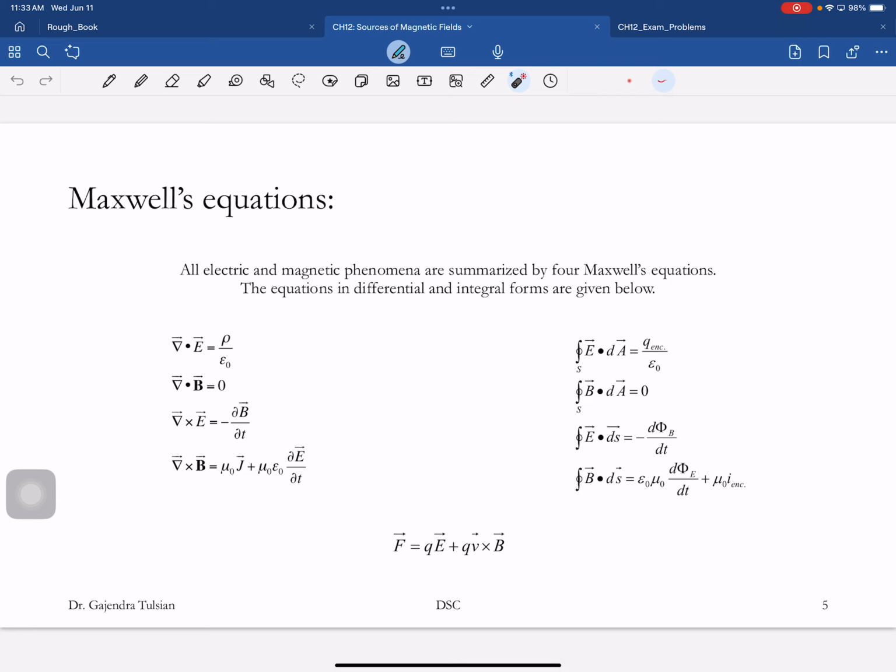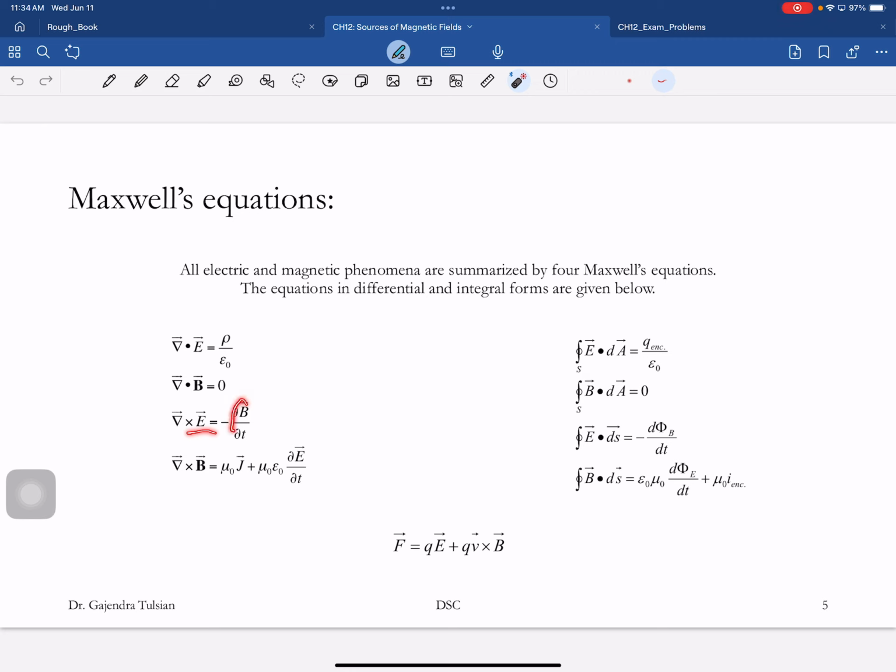What these equations tell you is these are the causes on the right hand side, and these are the effects. This equation tells you that charges produce electric fields. One of the things this equation tells you is you can buy positive and negative charges by themselves, but you can never buy a magnet with a north pole by itself or a south pole. They always come in pairs.